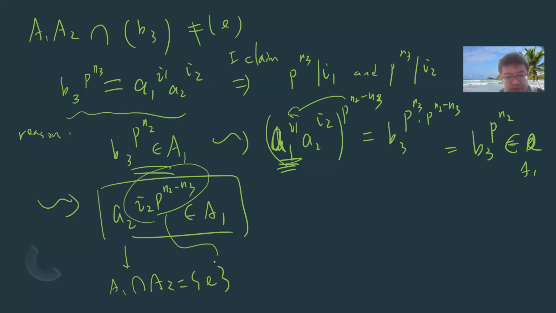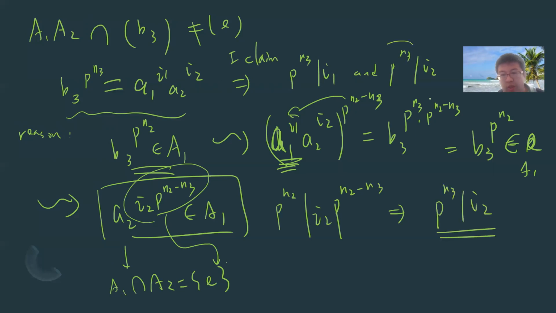Right, that means P^N2 must divide this. Whew. Tricky. So that means P^N3 must divide I2. Okay, so we have this. And the same reason.